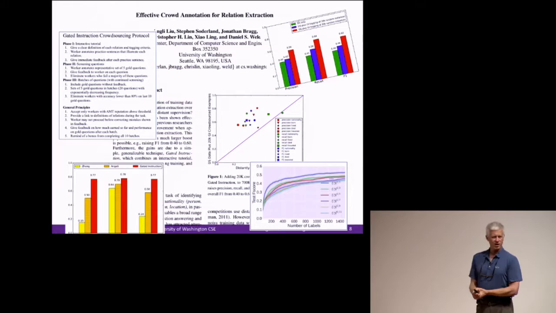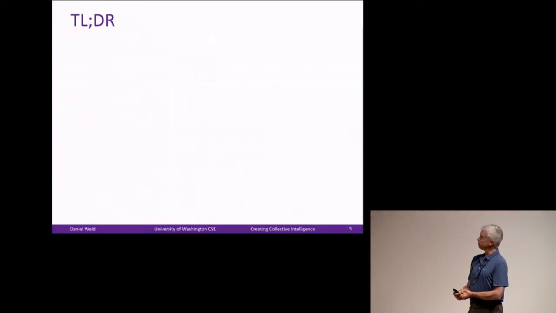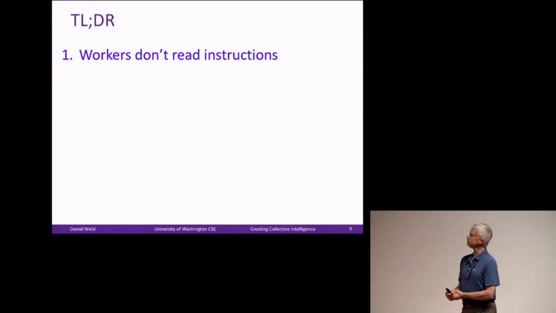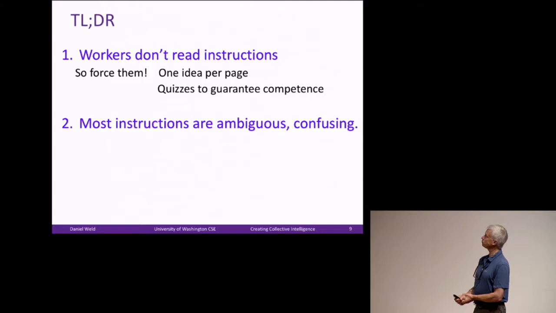And we looked to try to figure out better why that was, and came up with a couple simple lessons. So the first lesson was the workers don't read the instructions. And that's actually pretty intuitive. If you think about people on Mechanical Turk, they're in a hurry and so on. So one thing you need to do if you're actually building these kinds of systems is force them to read the instructions. So divide the instructions into little pieces and then give them little quizzes to make sure they really actually paid attention to it.